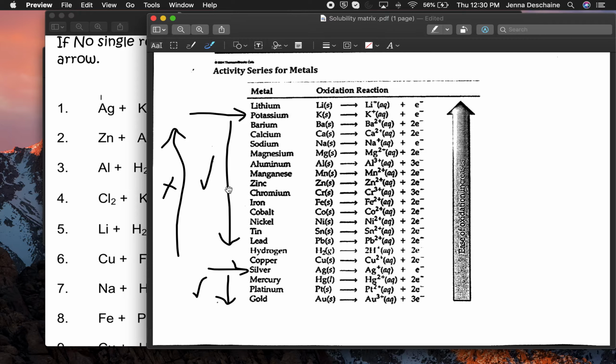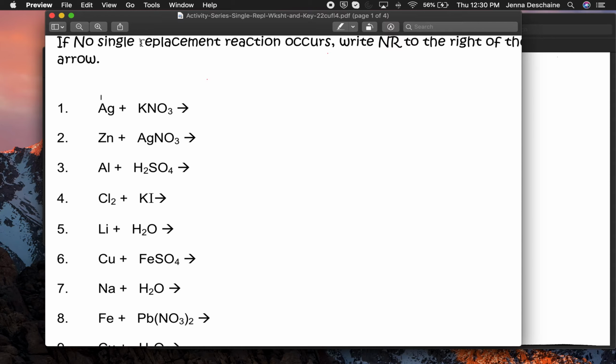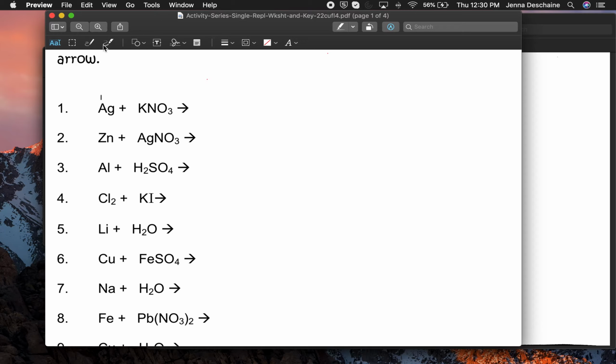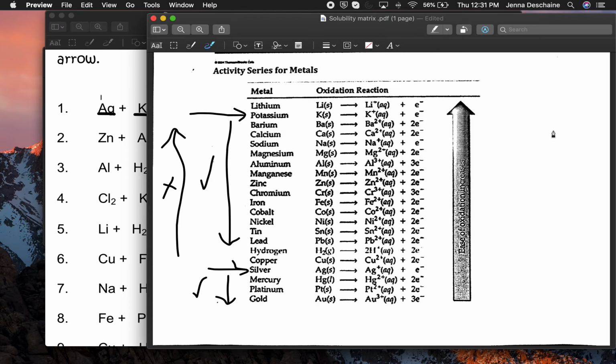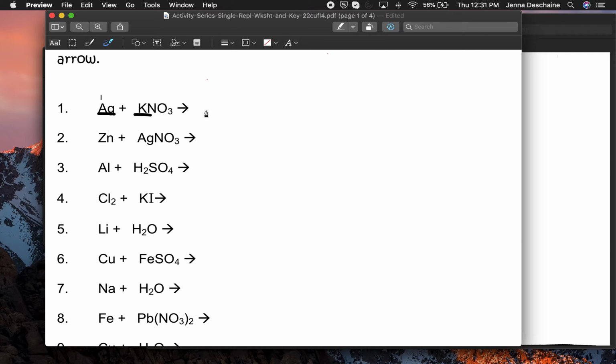But if silver is trying to replace potassium in this case, potassium is way above silver, so this would not work. Okay, so if you guys remember that when we look at single displacement reactions, the metal that is by itself, in this case, it is silver, all right? That is going to be doing the displacing. So silver is going to try to displace potassium, but as we saw on the activity series, it can't because potassium is way above silver. So all I would write for this reaction is no reaction, or NR.